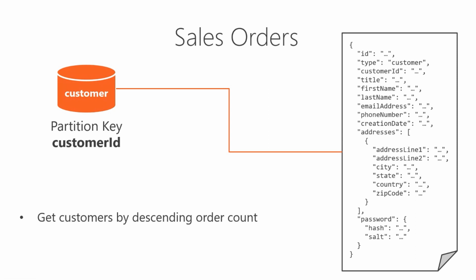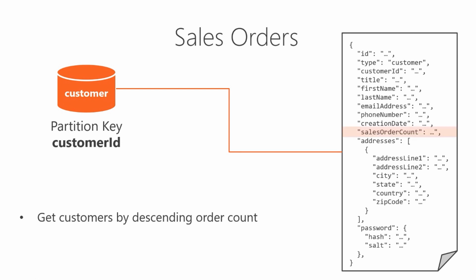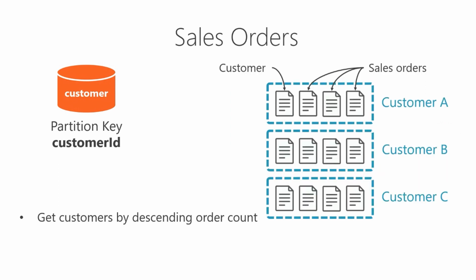Again, in the relational world, it's a no-brainer. You just do a select count on that order table, group by customer ID, and you're done. That doesn't work here. So what we'll do is another little bit of denormalization. We'll throw in a new property called sales order count. We're going to duplicate the count. So if there are three sales order documents here for this customer, then the number 3 will be stored in the customer document as well.